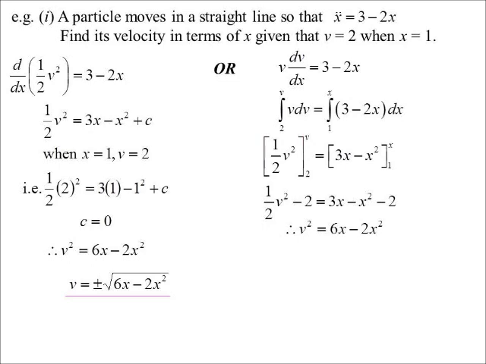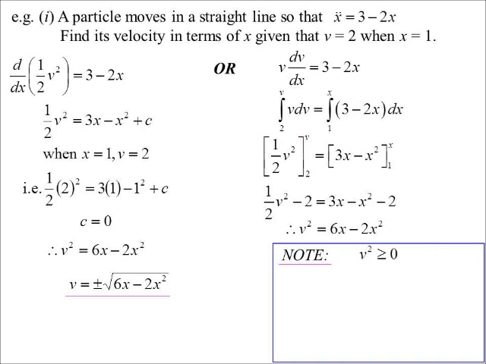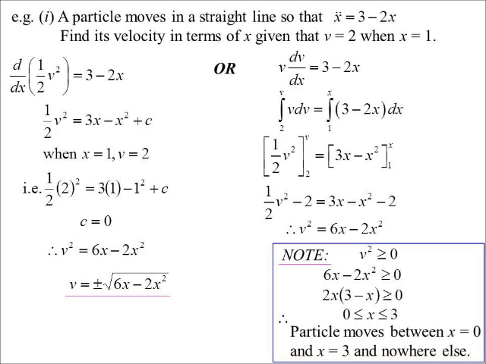What this allows me to do now is to actually investigate the particle a little bit, because one of the things we know is v squared has to be greater than or equal to 0. Or another way of thinking of that is, the square root has to be positive. Either way, what we're saying for this one is 6x minus 2x squared is greater than 0. Solve that inequality, and we find out where our particle is travelling. It only goes between 0 and 3 and nowhere else.